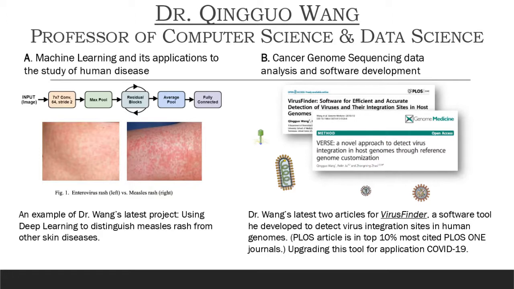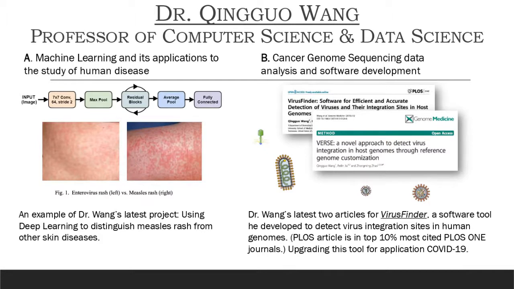I'll start with Dr. Xinghua Wang. He is professor of computer science and data science in the School of Applied Computational Sciences. I'm just highlighting some of the work that they are doing; they're doing much more than what I'm presenting here. Machine learning and its applications to the study of human disease. For example, Dr. Wang's latest project is using deep learning, that's artificial intelligence, machine learning, and natural language processing to distinguish measles rash from other skin diseases.